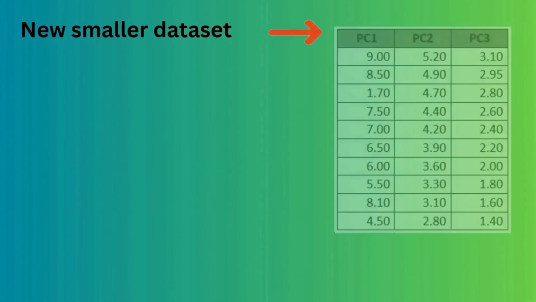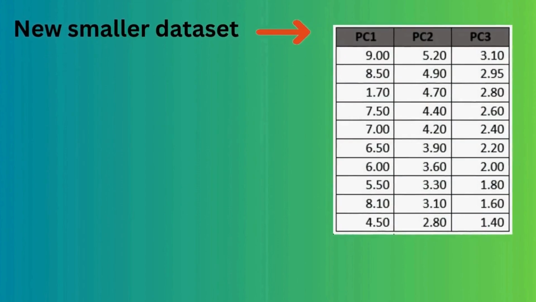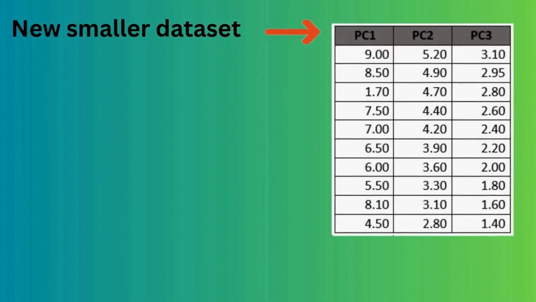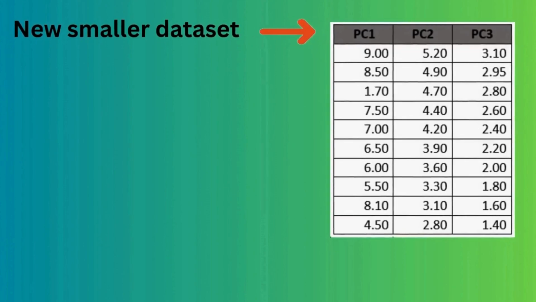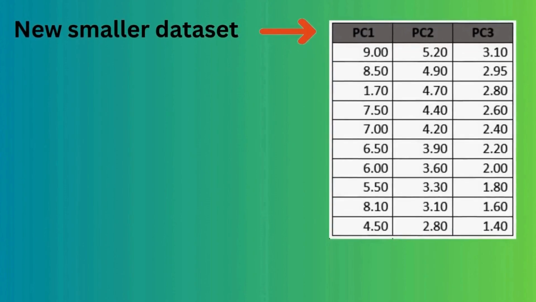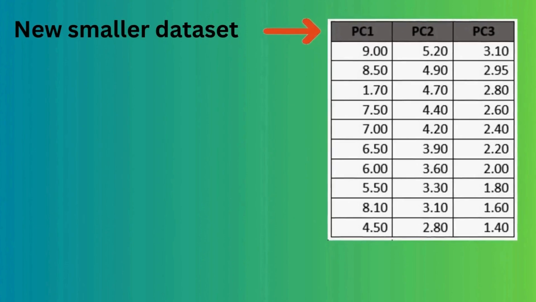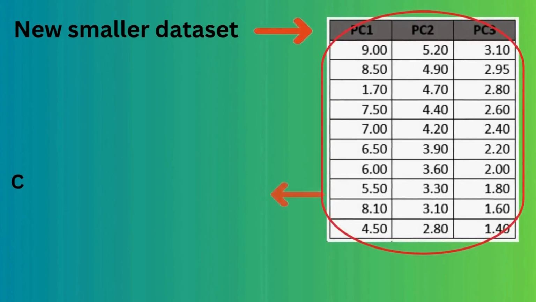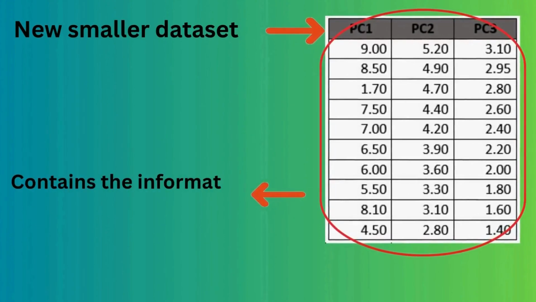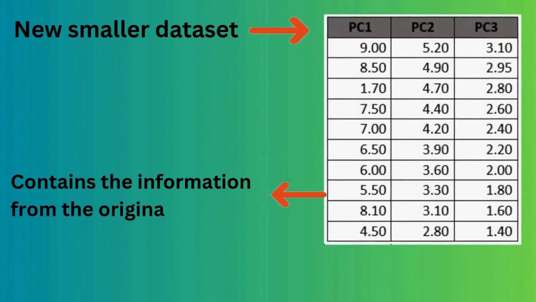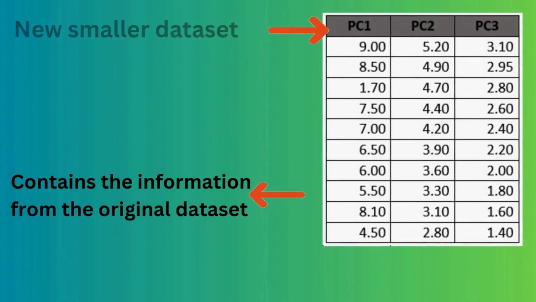So, new data are developed that are extracted from the original dataset and contain the information of the large dataset in a smaller set of data. That means this dataset contains information of the original dataset. That's why it is called feature extraction, not feature selection.